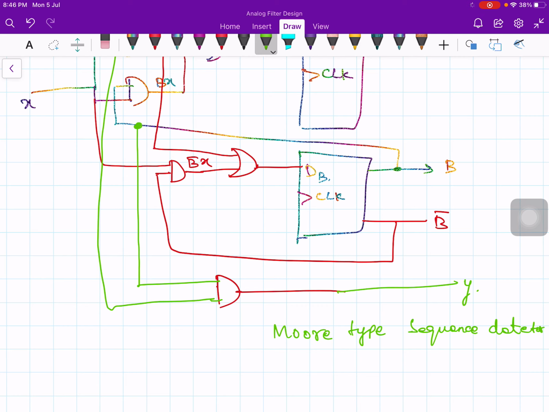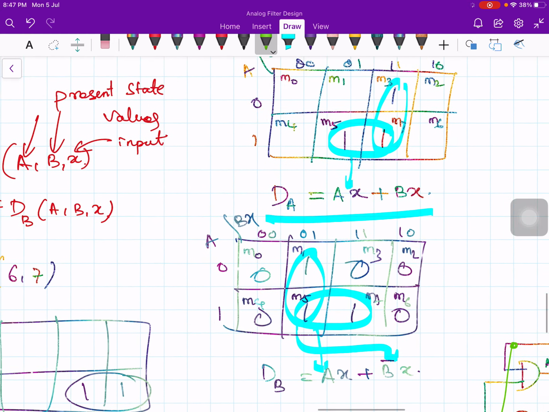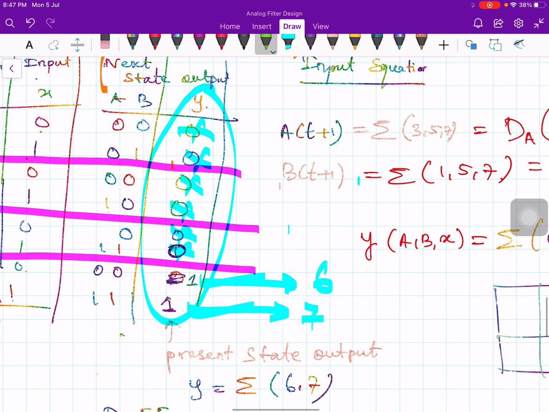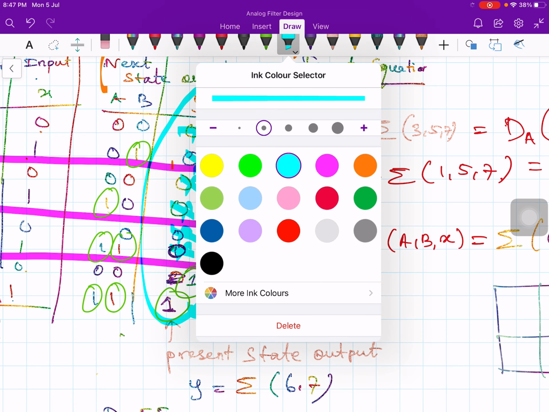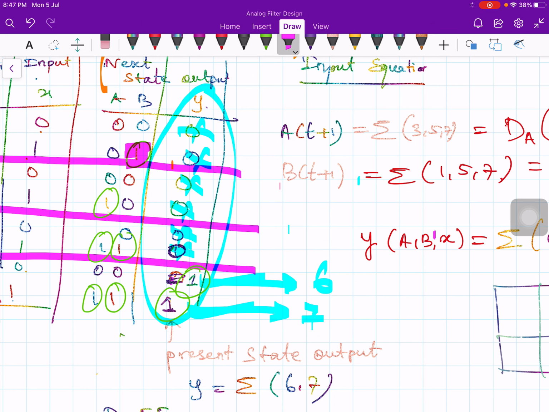Now, what is the advantage? By using D flip-flops, the advantage is that the Boolean equations describing the inputs to the flip-flop can be obtained directly from the state table. Okay, look at the state table, and wherever you find a one, you just take it, that's all. You get the minterms. So it's very, very easy to obtain the input equations to the flip-flops. By looking at the state table, you can get it.